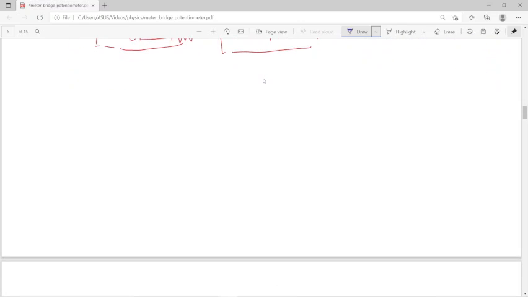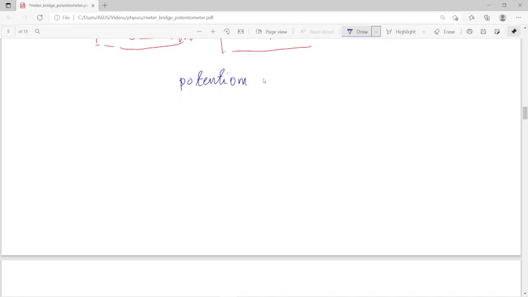Now there is a last topic of your current electricity, that is called the potentiometer. If your school is open, you will see that there is an experiment in your lab that you have to do. That is nothing but a potentiometer.